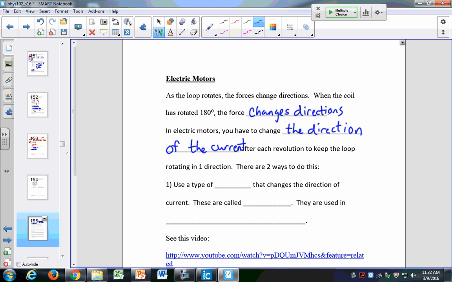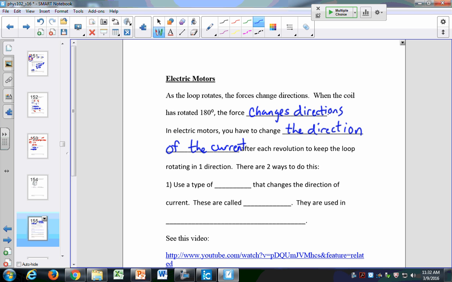So every time it goes through a half rotation, you have to change the direction of the current. Or turn off the current is a solution in some simple motors. In fact, if you've ever made a little motor where you just take a little wire and hook it up to a battery, ever made a motor? No, okay, I'll bring one next time. You just turn off the current every half turn. I'll show you how that looks next time.